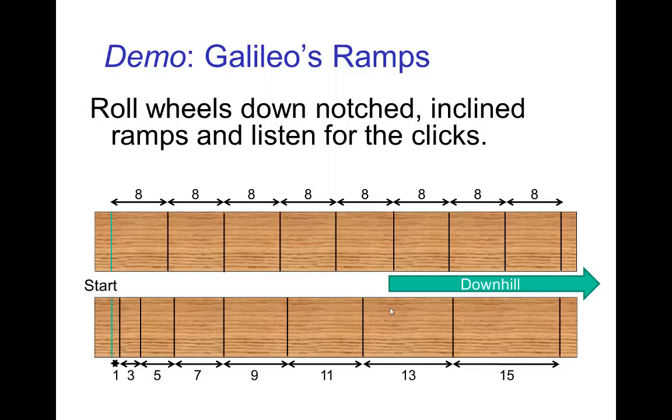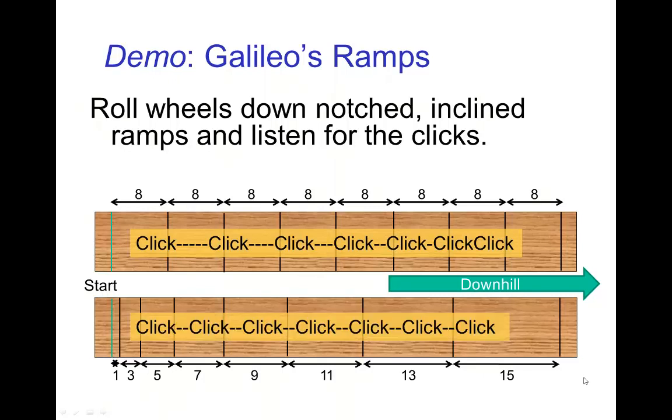Now, he had another ramp where the spacings were set using the odd rule. So the first spacing maybe was 1 inch, the next spacing was 3 inches, the next spacing was 5 inches. And then when he rolled the ball down that ramp, the clicks sounded like click, click, click, click, click, click, click, click. Of course, the ball was going faster near the bottom of the ramp, but the fact that it was going faster while the spacings were longer and exactly the right ratios gave the clicks in a uniform rhythm, just like I was imitating a moment ago.